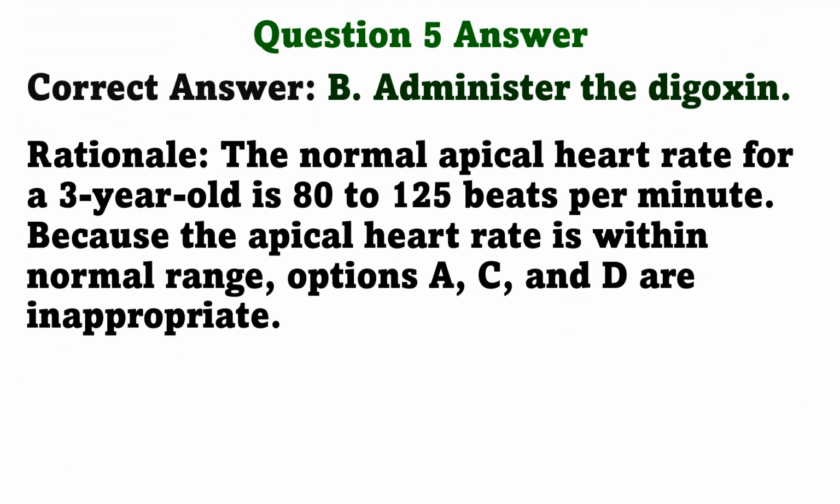The correct answer is B. Administer the digoxin. Rationale: the normal apical heart rate for a 3-year-old is 80 to 125 beats per minute. Because the apical heart rate is within normal range, options A, C, and D are inappropriate.